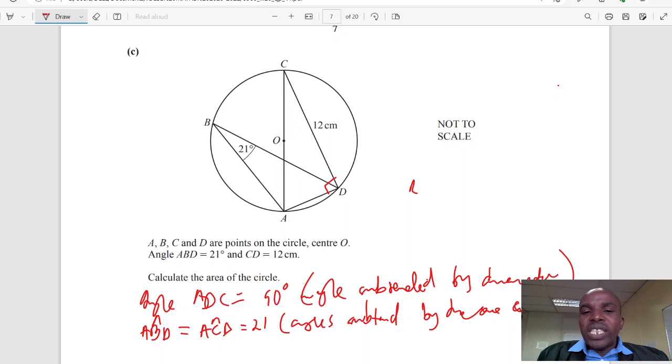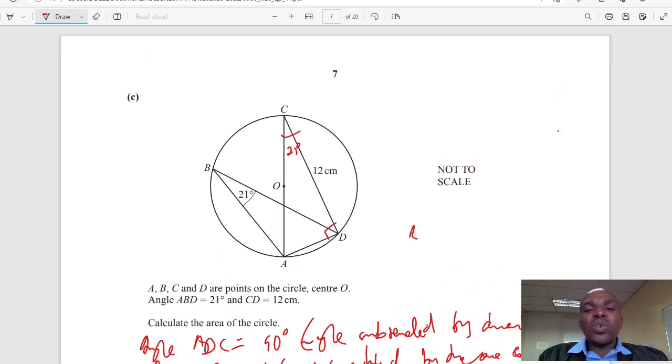By the same chord, that is AD. So this angle is 21 degrees. It means if you have this angle, and the side is 12 centimeters, we can use SOHCAHTOA to find our diameter AC. I can prefer SOHCAHTOA or CAST.